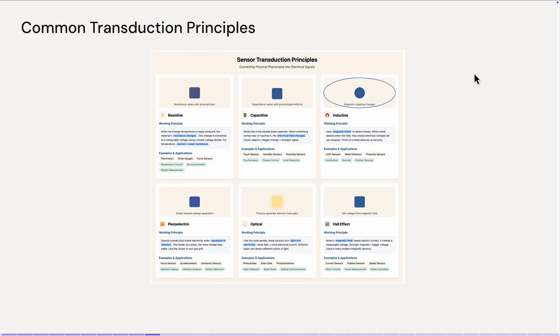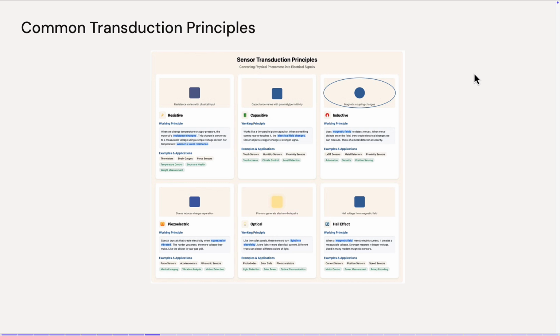So there are different types of transduction processes that can be achieved. We have resistive, capacitive, inductive, piezoelectric, optical, Hall effect. They seem like difficult words, but they are intuitive. Let's try to understand them one by one.